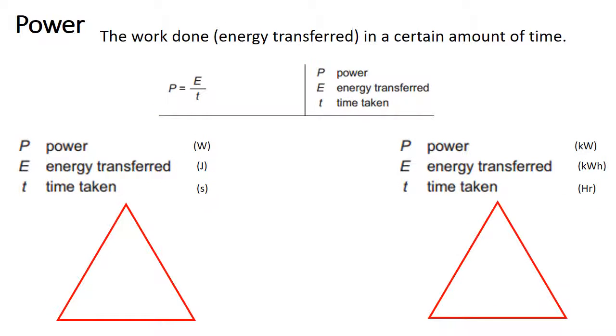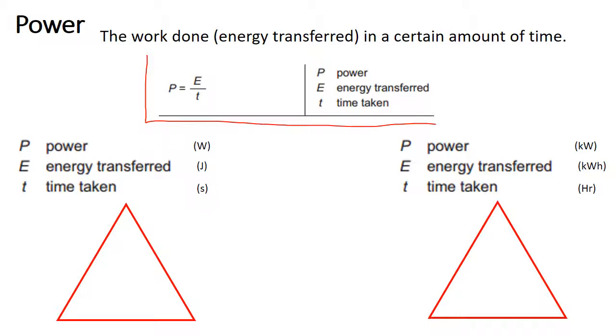Next, I'm going to move on to power. Power is defined as the work done or the amount of energy transferred in a certain amount of time. So if you have one appliance that is more powerful than another, it will mean in the same amount of time it would use more energy, or it would transfer more energy.